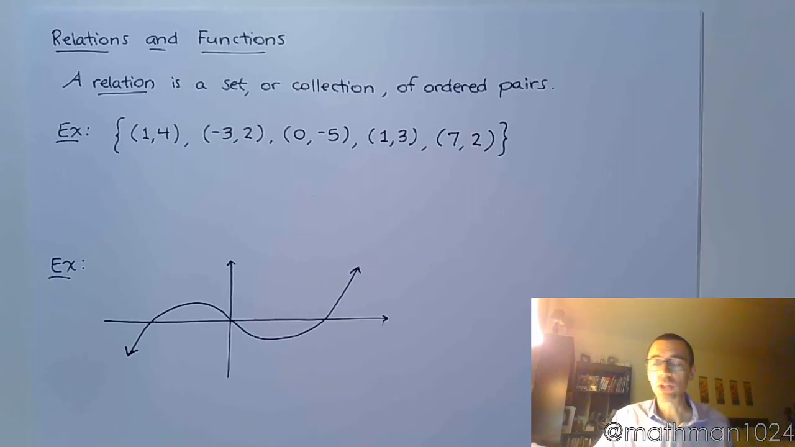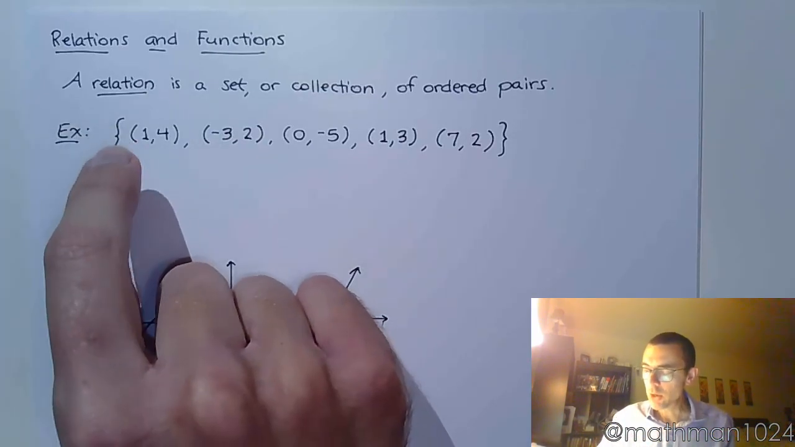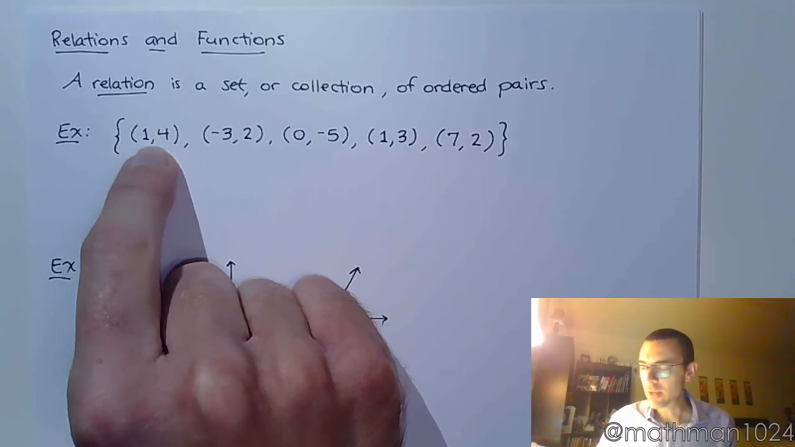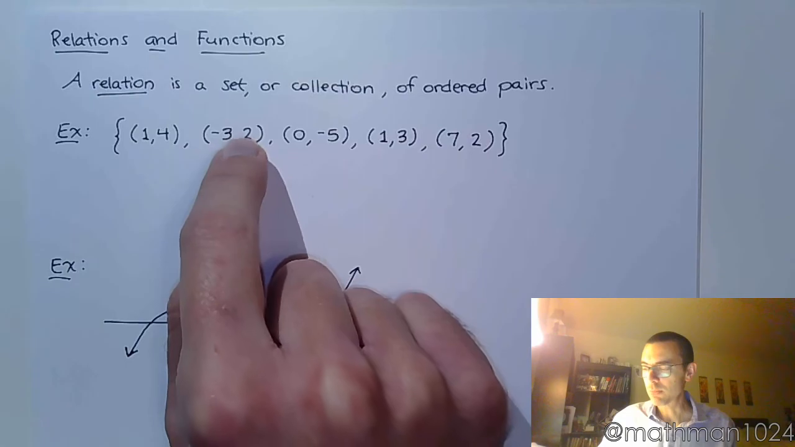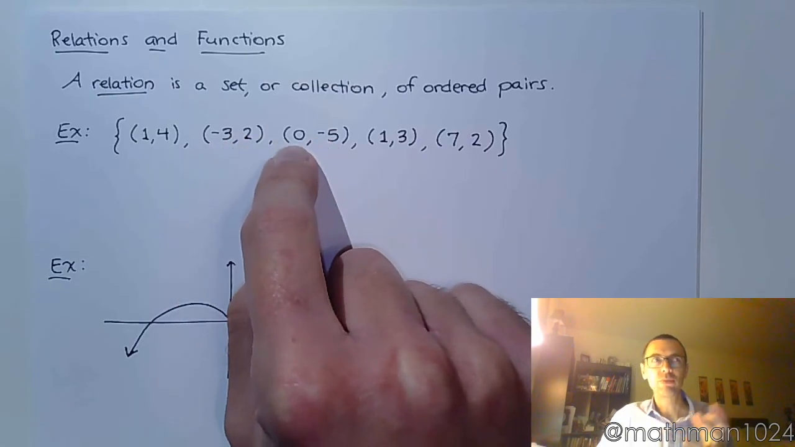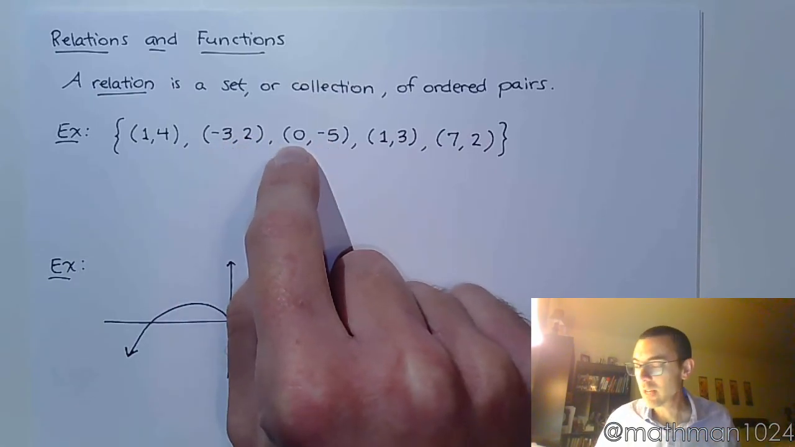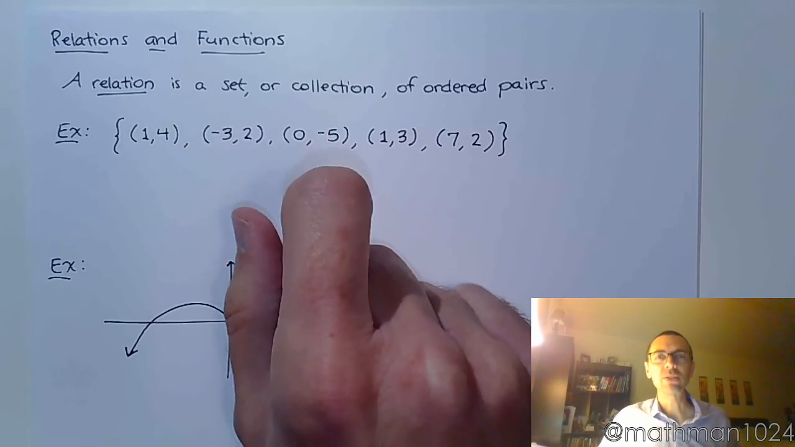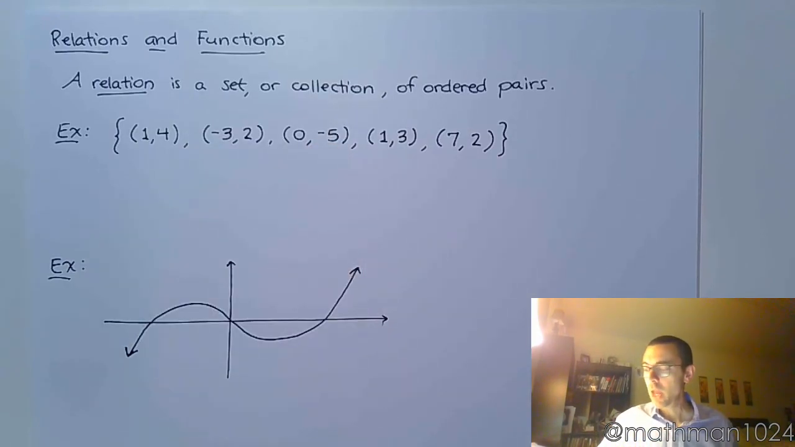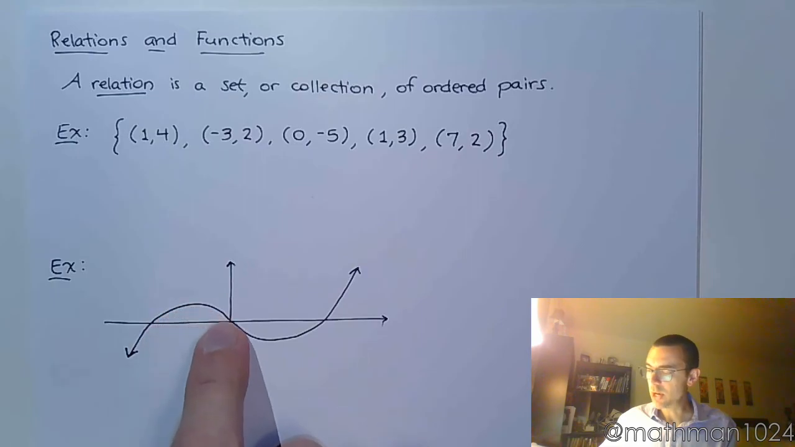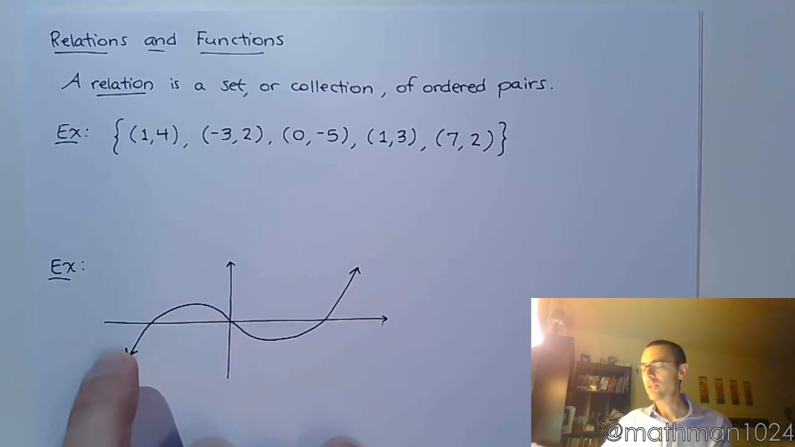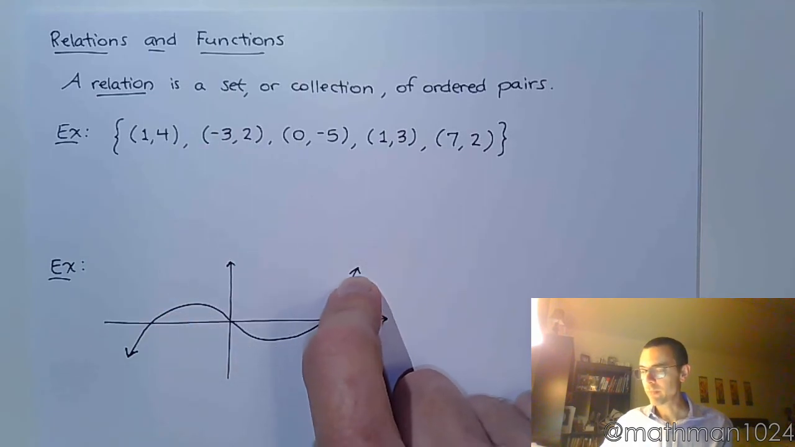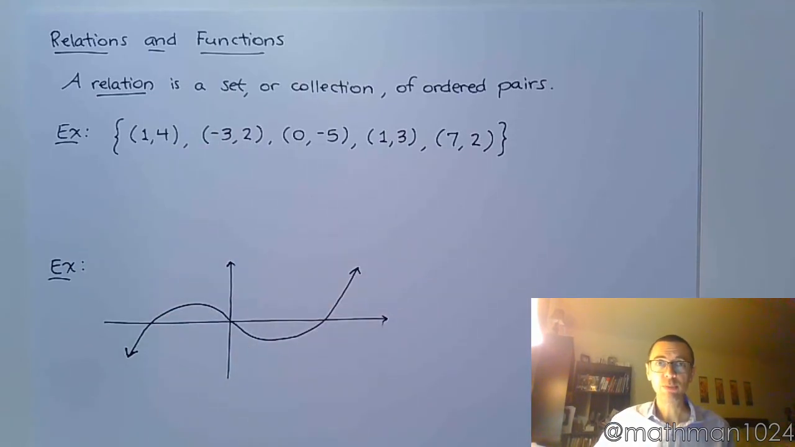It's just a connection. It could be, you press this button and you get that piece of candy, or this is somebody's name and this is their birth date, or this is the number on someone's jersey and that's the player. Some kind of connection. That's all that means. It could be something like this, where you have an infinite number of points that make up a relation. And so you have this continuous graph right here. And you have an infinite number of points. So I'm not going to list those out for you.